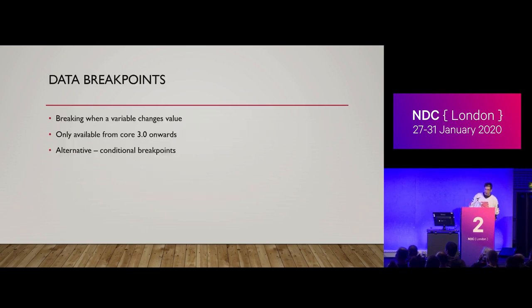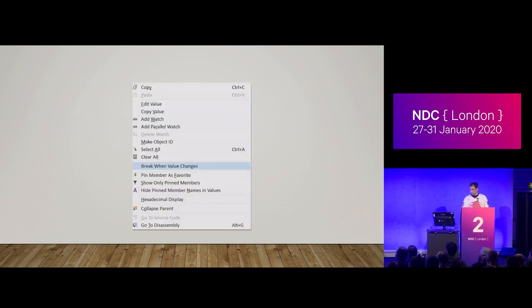First of all, talk about data breakpoints. Now with Visual Studio, with .NET Core 3, the break when value changes feature has been introduced. So when a variable changes its value, the code will now stop. And that works for reference types, so that would be things that are on the heap. But if you're using something before .NET Core 3, what do you do?